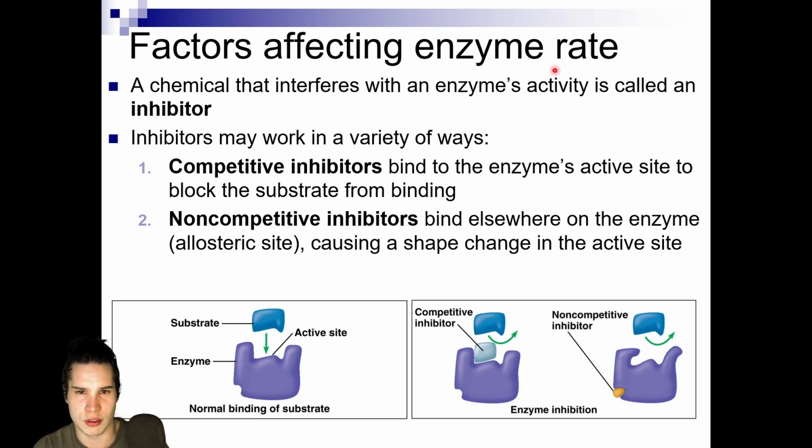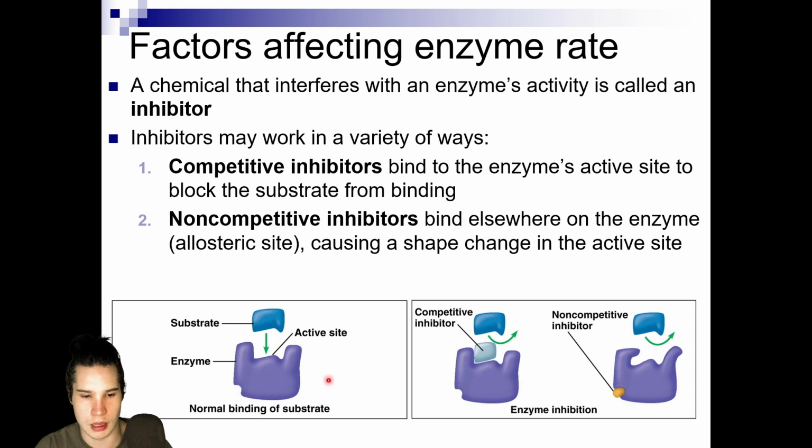So factors that can affect the enzyme rate include a chemical that may interfere with the enzyme's activity. So things we might have are inhibitors. Inhibitors are going to inhibit enzyme activity. There are a few different ways we can inhibit enzyme activity. So inhibitors may work in a variety of ways. First, we have competitive inhibitors. Competitive inhibitors are going to bind to the active site of an enzyme, blocking substrate binding.